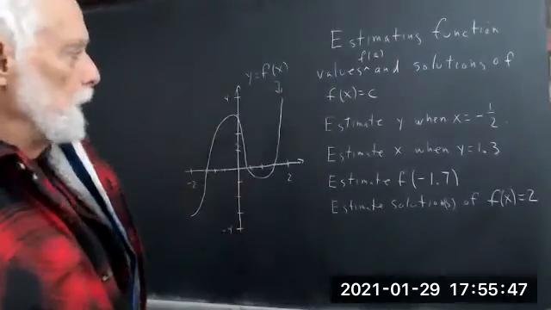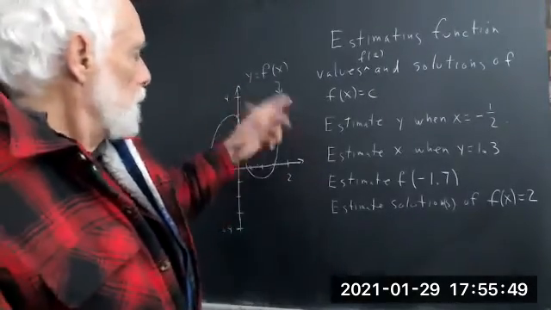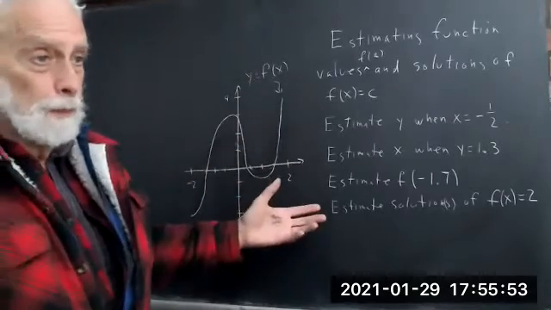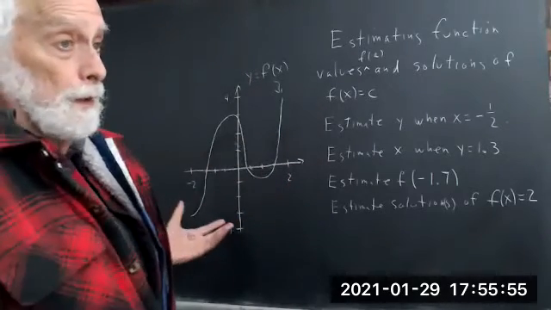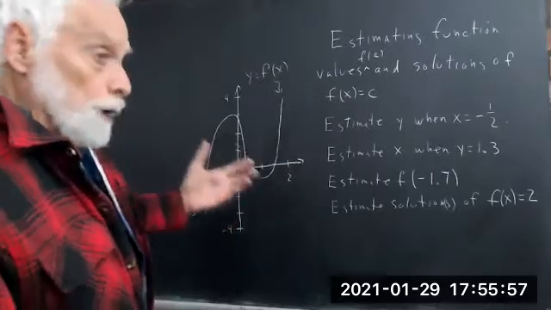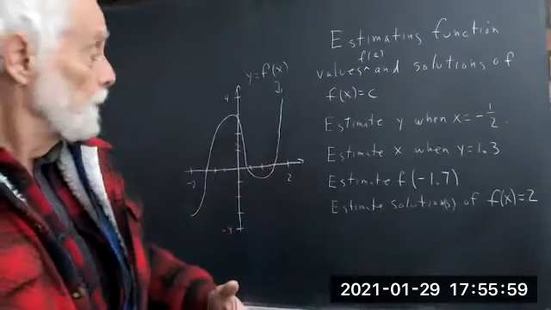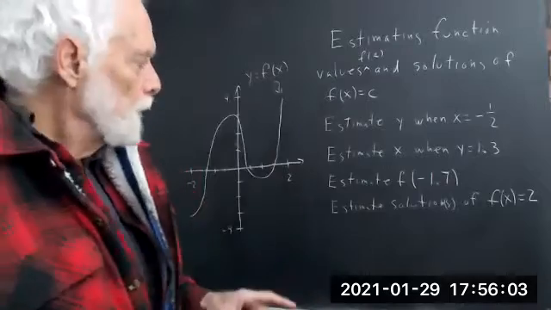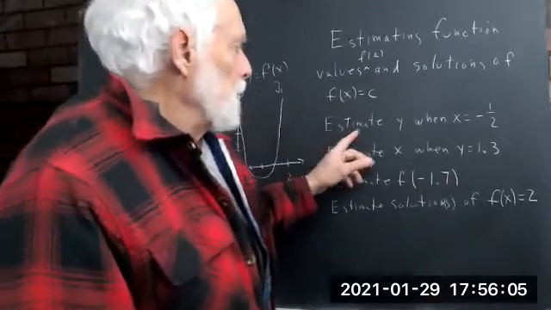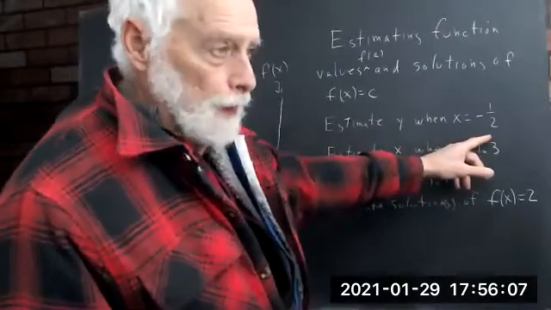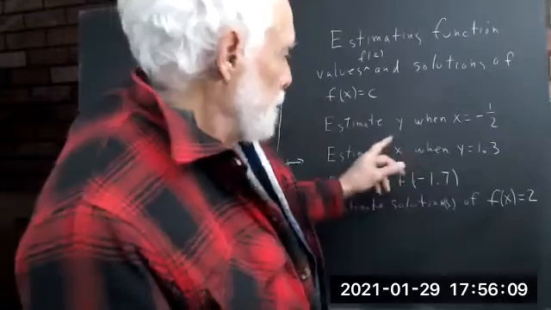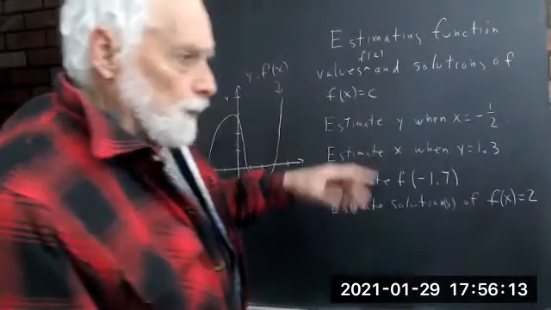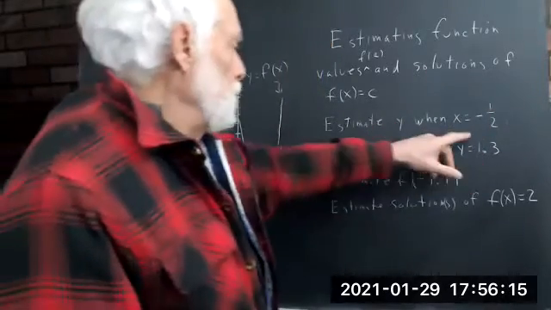We have a function here. I've sketched it. We've got a scale. We don't have a formula for this function, so you can't calculate it. But you can look at the graph and see what its values are, and what solutions to this equation would be. Okay, so examples. Estimate y when x equals -1/2. You have problems due shortly, in a couple of days, where you have to do this sort of thing.